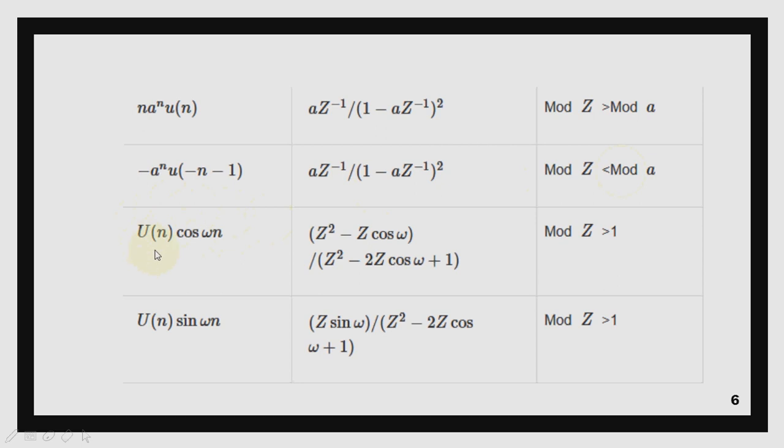If your sequence is u of n times cos of omega n, then the Z transform is (Z square minus Z cos omega) divided by (Z square minus 2Z cos omega plus 1), and the ROC is mod of Z greater than 1. And if the sequence is u of n times sin omega n, then the Z transform is Z sin omega divided by (Z square minus 2Z cos omega plus 1), and the ROC is mod of Z greater than 1. So these are some signals and their ROC.